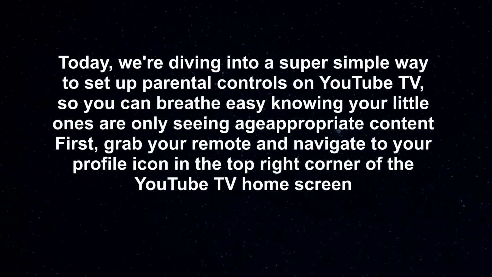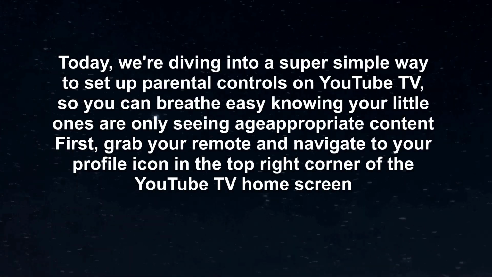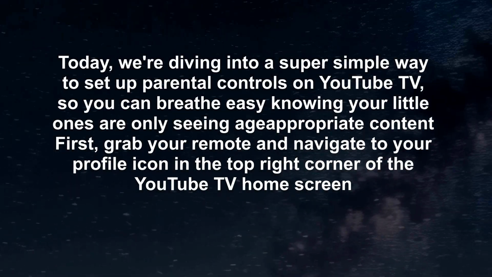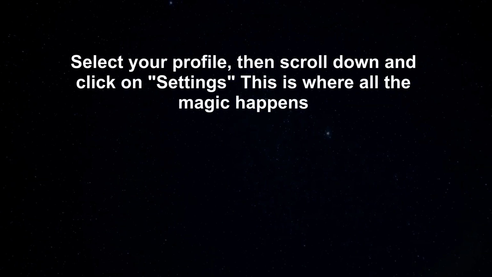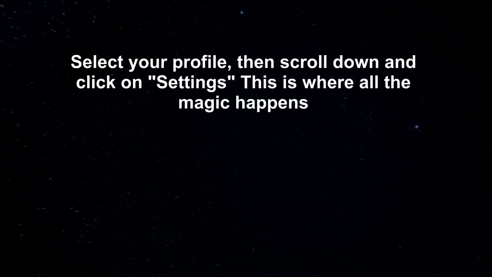Grab your remote and navigate to your profile icon in the top right corner of the YouTube TV home screen. Select your profile, then scroll down and click on Settings. This is where all the magic happens.